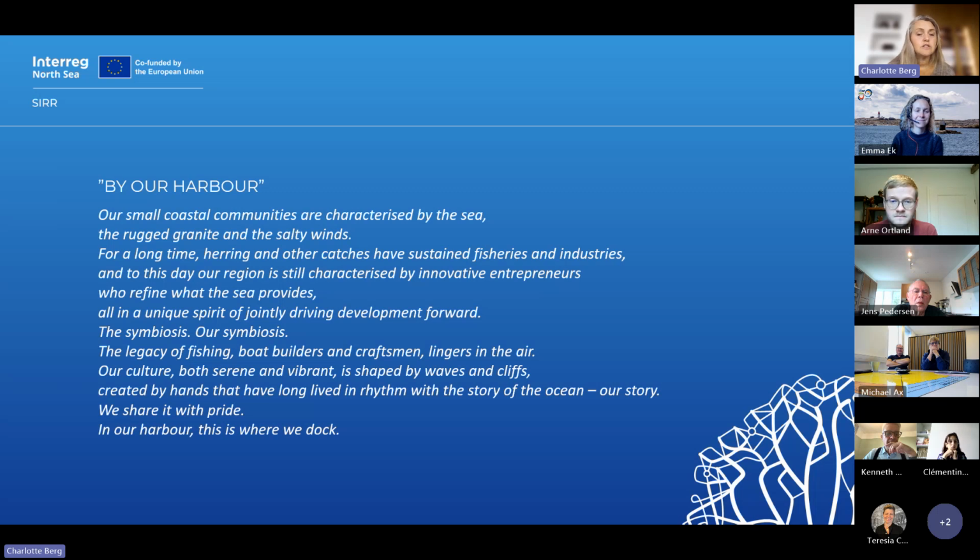By our harbor. Our small coastal communities are characterized by the sea, the rugged granite, and the salty winds. For a long time, herring and other catches have sustained fisheries and industries, and to this day, our region is still characterized by innovative entrepreneurs who refine what the sea provides, all in a unique spirit of jointly driving development forward. The symbiosis, our symbiosis. The legacy of fishing, boat builders and craftsmen lingers in the air. Our culture, both serene and vibrant, is shaped by waves and cliffs, created by hands that have long lived in rhythm with the story of the ocean. Our story. We share it with pride in our harbor. This is where we dock.